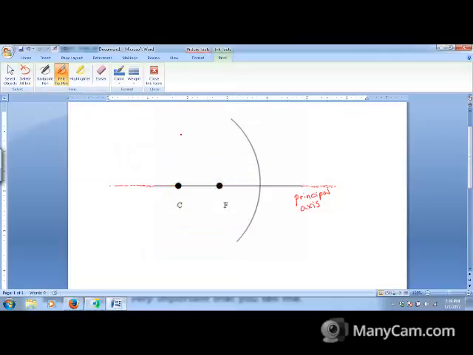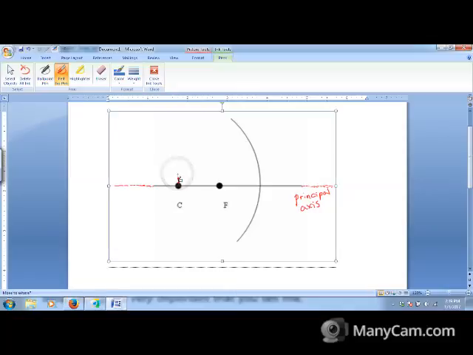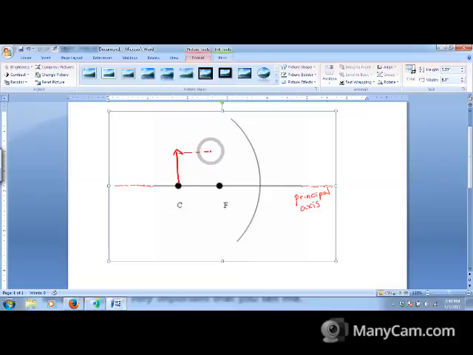Okay, what if I had an object right at the center? Right at the center. What would happen? Well, first ray, this one's going to go to the focus. Now if it goes through the focus, it's just parallel to the principal axis, which means going this way, and we're going back. Oh, I'm sorry, that makes no sense, because we're going here. Yeah, we're going to go through the focus this way.